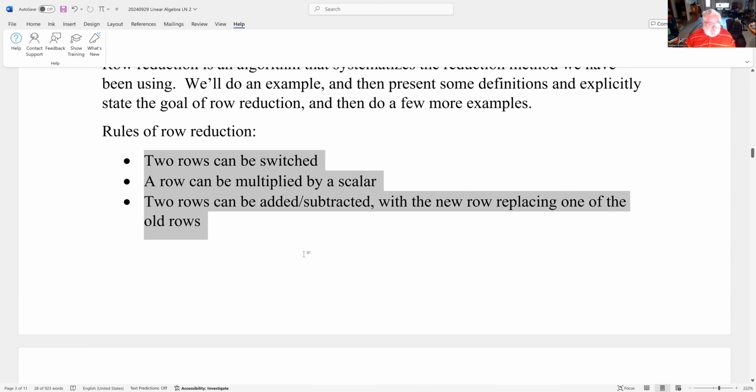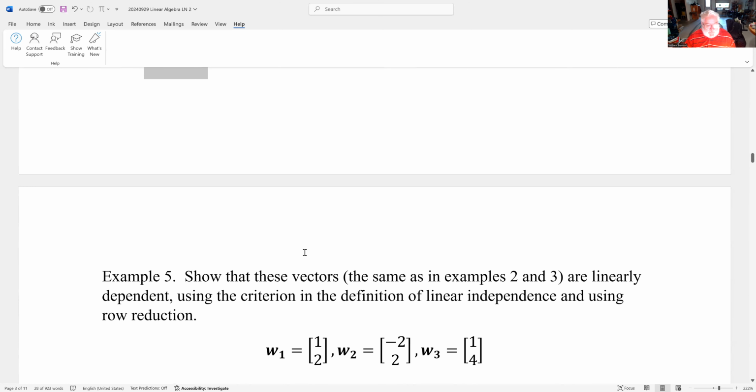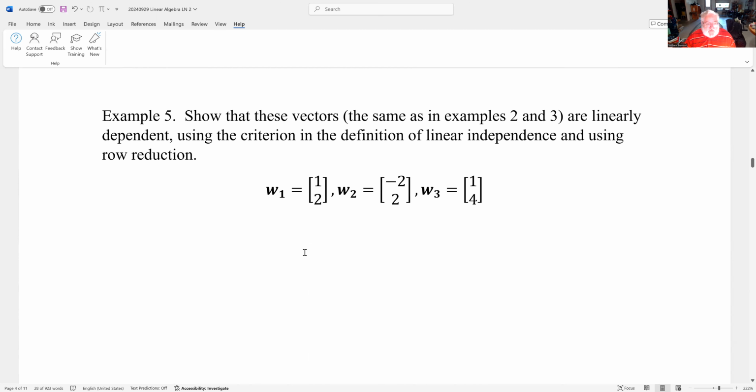These are the rules of row reduction. Two rows can be switched, a row can be multiplied by a scalar, and two rows can be added and subtracted, and the new row that you get can replace one of the old rows. So how does this actually work? So these are linearly independent. So row reduction applies to equations of vectors.